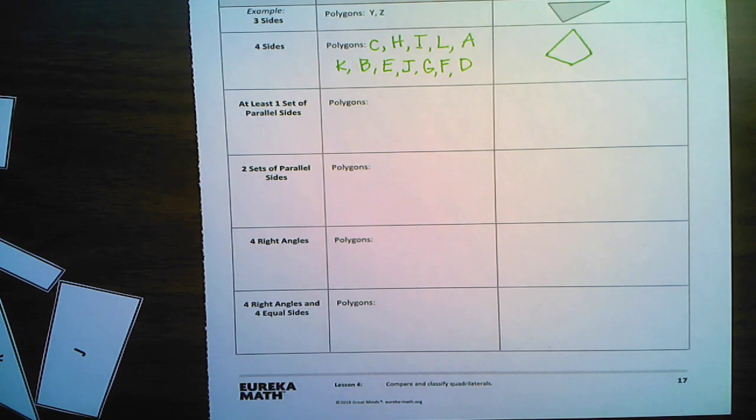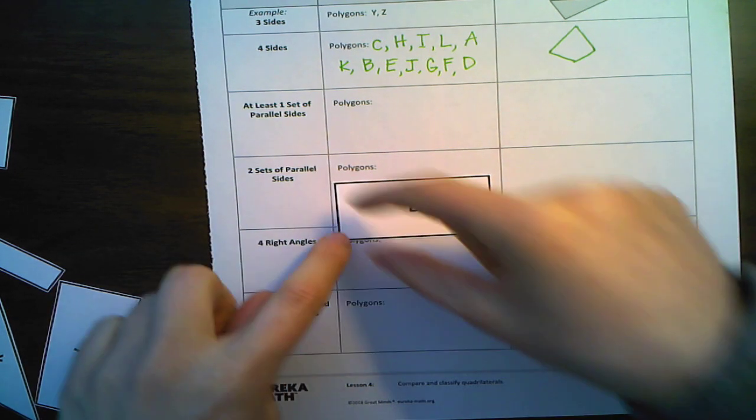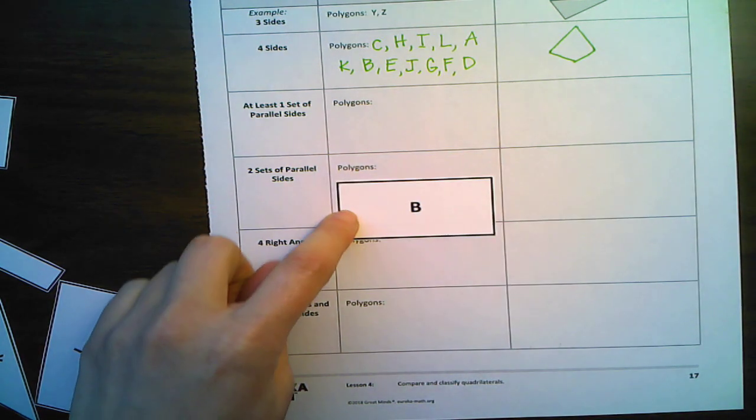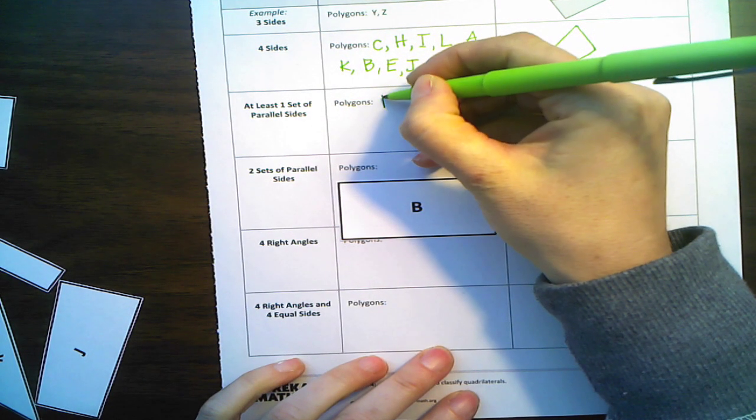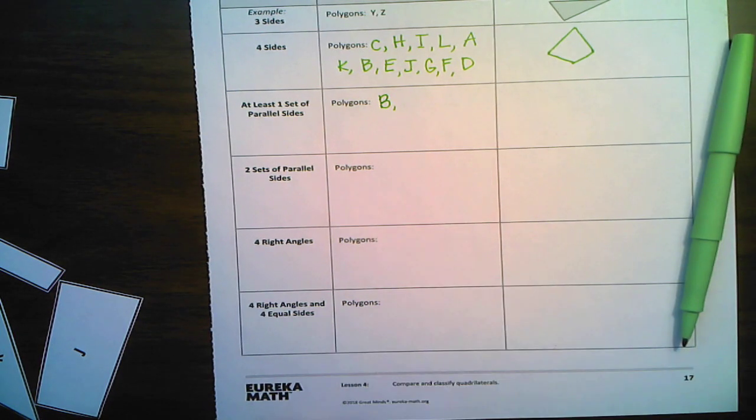Adios. How about B? How many parallel lines does it have? If I can extend this top line and this bottom line forever, will they ever touch? No. It has at least one set of parallel lines. So let's classify that. Let's pop that in our group. B. How about C? Where are you, fella?